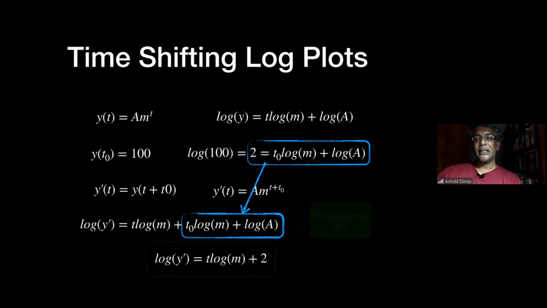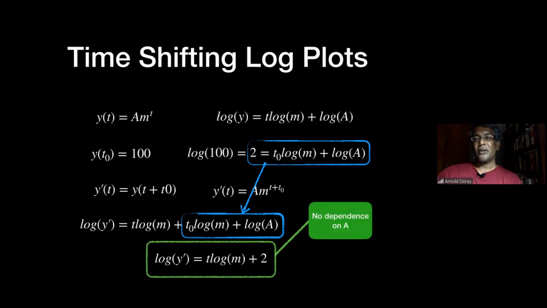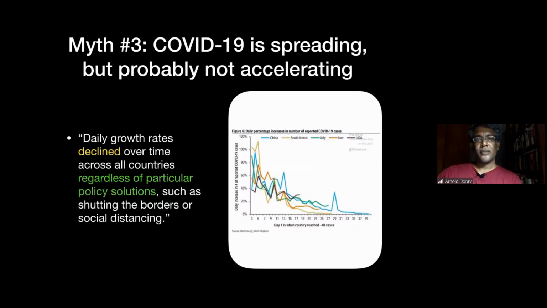So you can see clearly that there is no dependence on the normalizing factor a. So it doesn't matter if, assuming exponential growth, you divide by, let's say, the country size; it will give you the same relationship. So of course, it assumes exponential growth. Now, the graphs that you've seen so far already show exponential growth, which means that this manipulation is valid. Now, the other point he makes is that COVID-19 is spreading, but probably not accelerating.